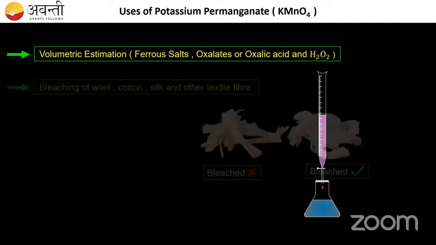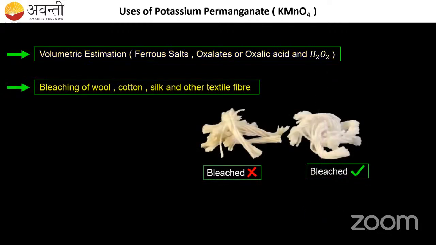The next use is in the bleaching of wool, cotton, silk, and other textile fiber also. For the bleaching process, we are using this KMnO4. This is the unbleached wool, and this is the bleached wool. You can see the difference, right? After bleaching the wool, it looks good, no? KMnO4 is one of the components in the bleaching solution.